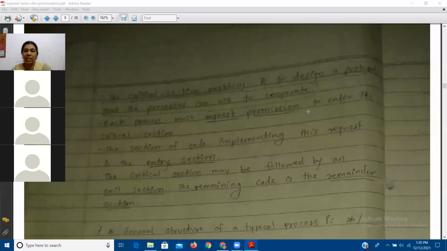Each process must request permission to enter its critical section. So just now I said that if I want to utilize a common resource, I need to check the status of that common resource. By checking the status, whether the resource is free or busy, that is called requesting the permission. So each process must request permission to enter its critical section. The section of code implementing this request is called the entry section.